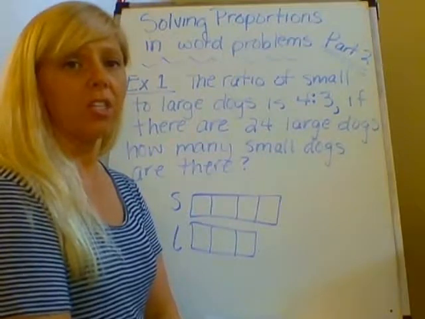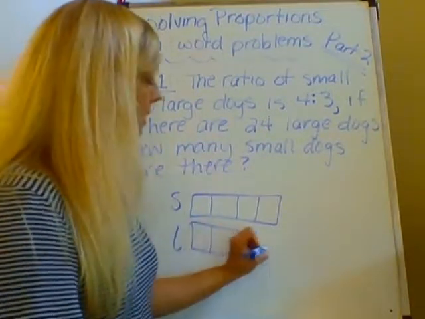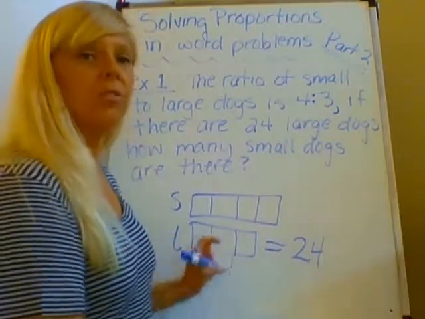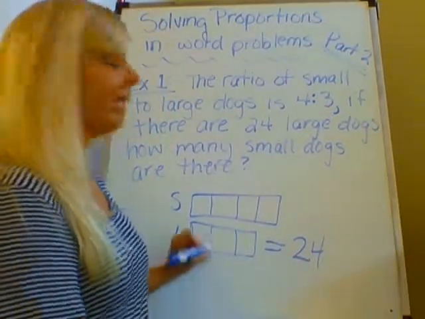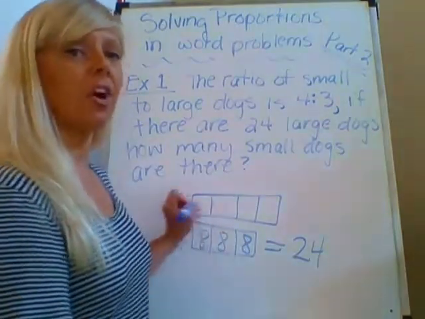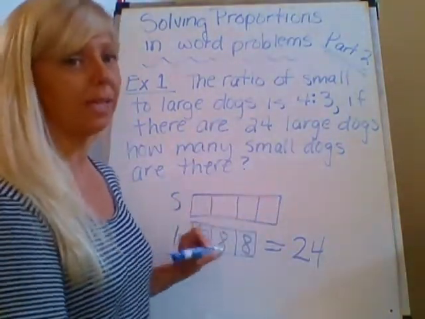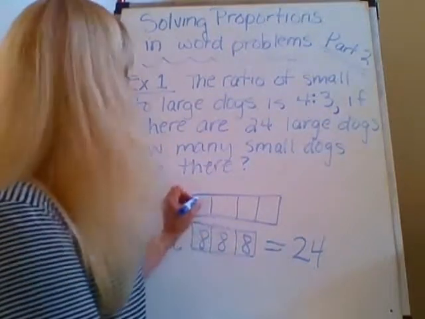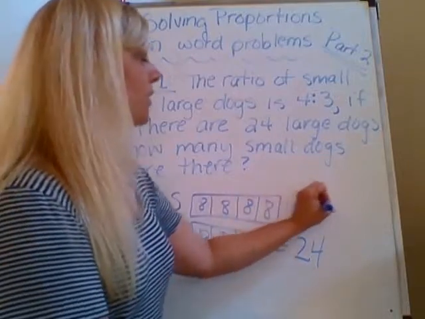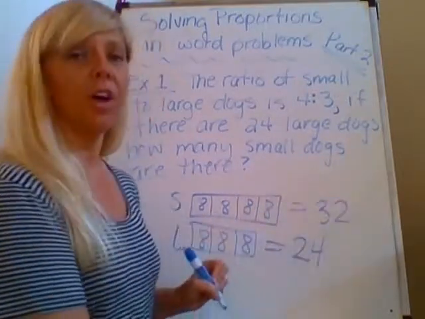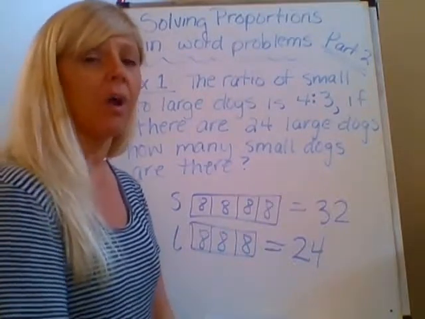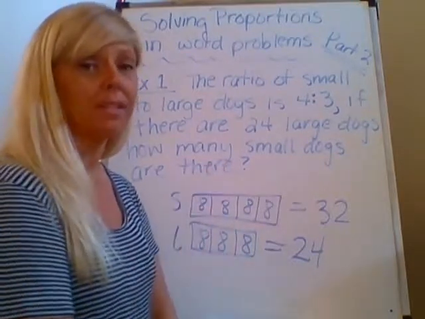I know that there are 24 large dogs. So all 3 of these boxes are going to equal 24. So 3 what's make 24? 3 eighths. So since my boxes down here are the same size as the boxes up here, minus my drawing ability, I have 4 eighths. So I know that I have 32 small dogs, which was what I had in my proportion problem that I had before I erased it.